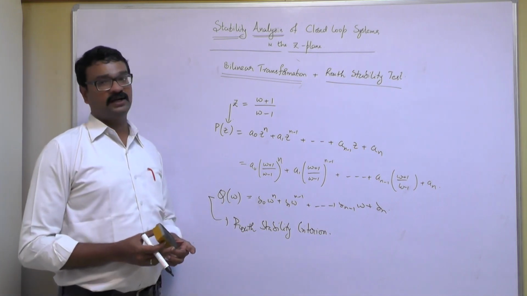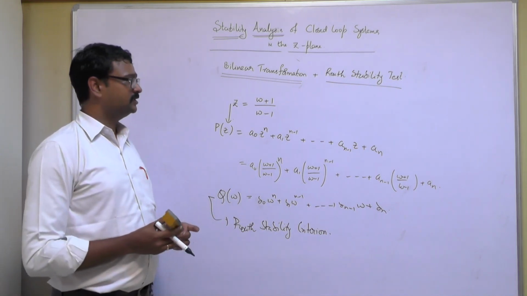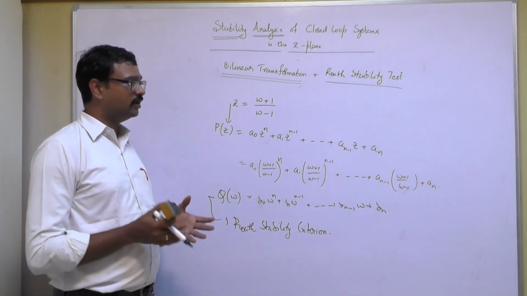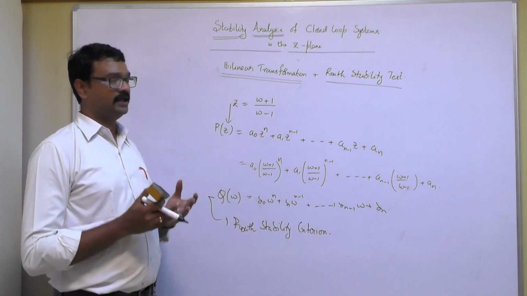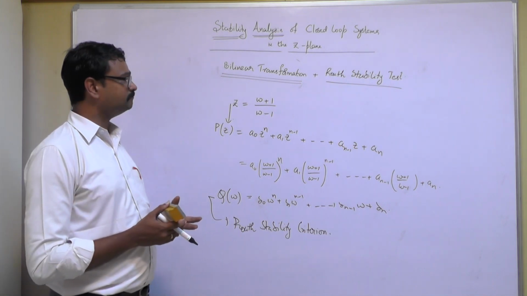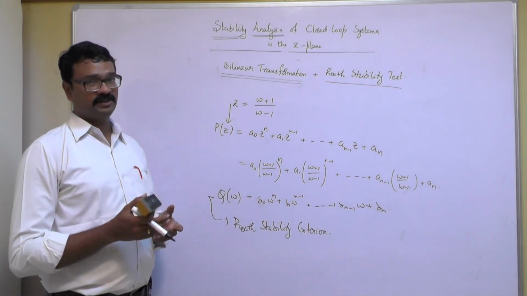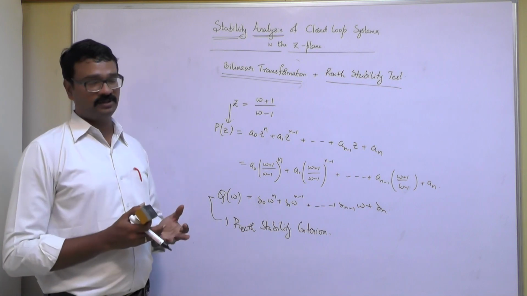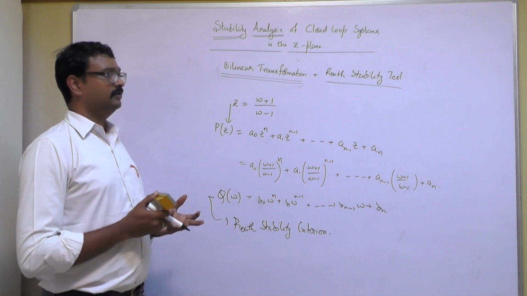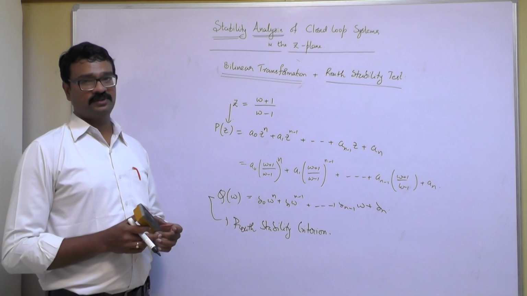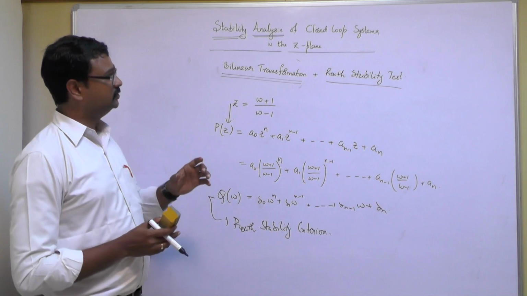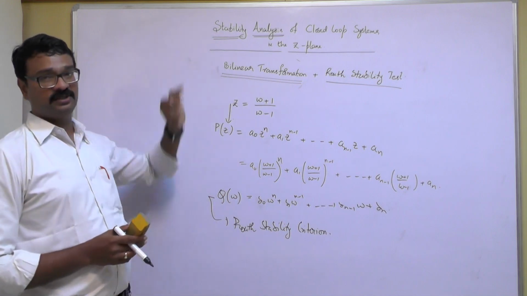To summarize what we have discussed in this class, we have understood in what way the location of roots of the characteristic equation tells us about the stability of the system, right? And what are the various methods of absolute stability? One is the Schur-Cohn stability test, and we have discussed why we do not go for the Schur-Cohn test compared to the Jury stability test, and the bilinear transformation plus Routh stability test, right? So these are the different methods which we can use to obtain the stability analysis of a closed loop system in the z plane.